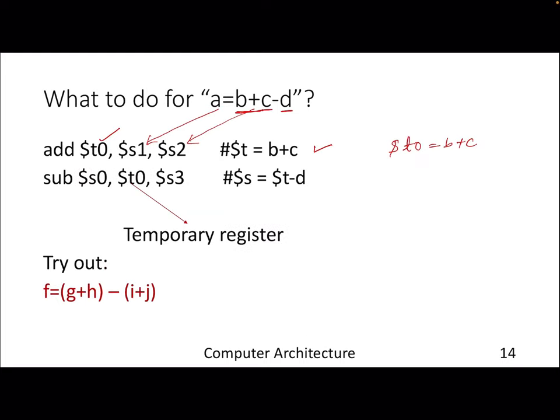So that's what is happening in this particular instruction, where you can see that D is getting subtracted, assuming D is stored in $3, right? So it's pretty simple instructions that you can play with to understand more. So you can try out something like G plus J and minus I plus J. So this will demand one temporary register. In a simple sequence of instructions, you can go for another temporary register, and then you can do the subtraction based on the content of the two temporary registers.